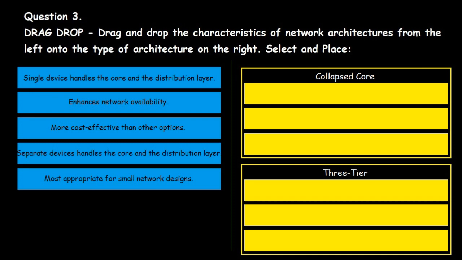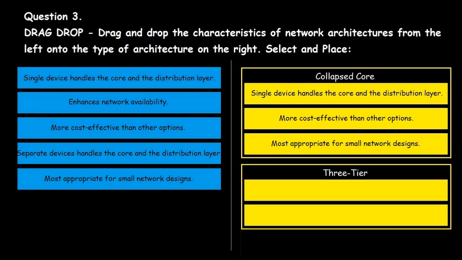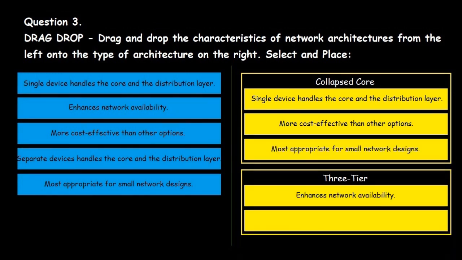Let's see the answer. Single device handles the core and the distribution layer. More cost-effective than other options. Most appropriate for small network designs. Enhances network availability. Separate devices handle the core and the distribution layer.